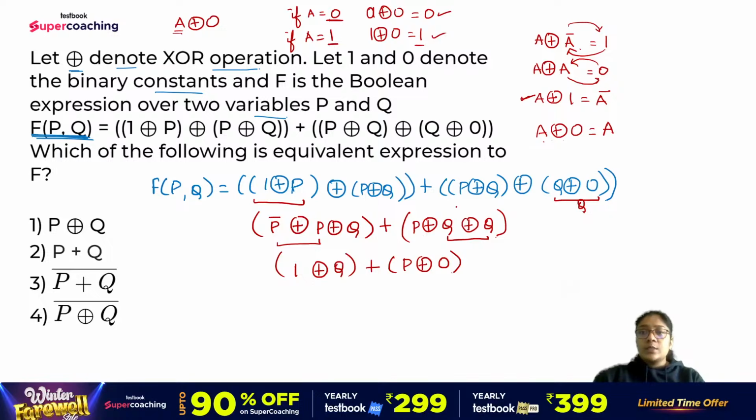Any input with the XOR 1, किसी भी input का जब आप 1 के साथ XOR लेते हो, this is returning the complement, plus p XOR 0, this is returning p. So it comes out to be q complement. This was what we have done. So here we had the multiplication.